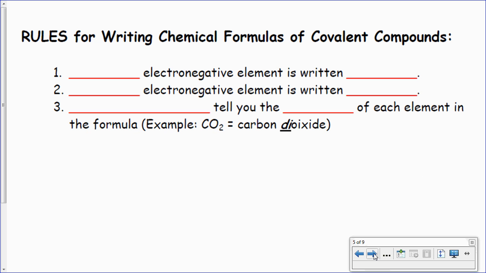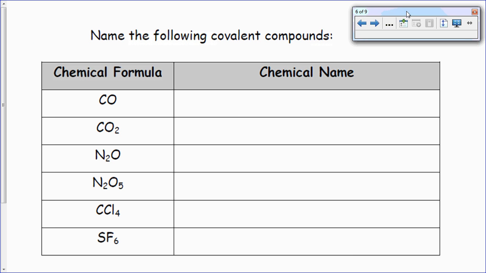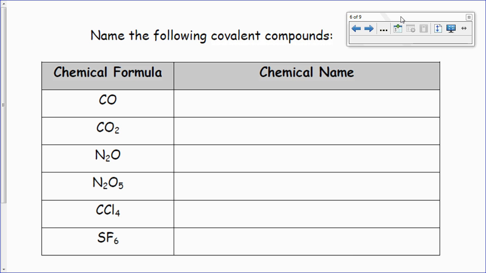So, rules for writing chemical formulas. First comes the least electronegative element out in front of our formula. Second, the most electronegative element is written last. Now, the subscripts can tell you the prefix of each element in the formula. For example, CO2 is carbon dioxide. The 2 corresponds to the di because of our prefixes. So we're going to be practicing this over and over again. You might not be familiar with the rules as you go, but it's going to start to fall into place as we go.